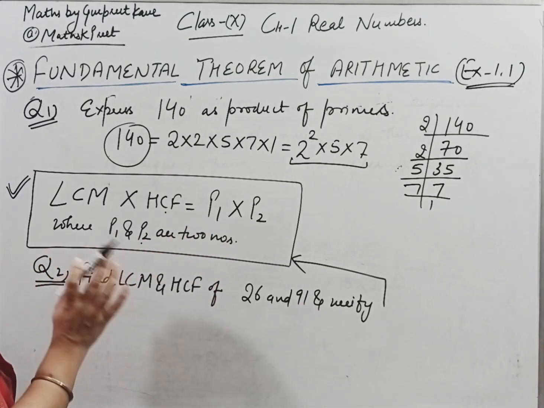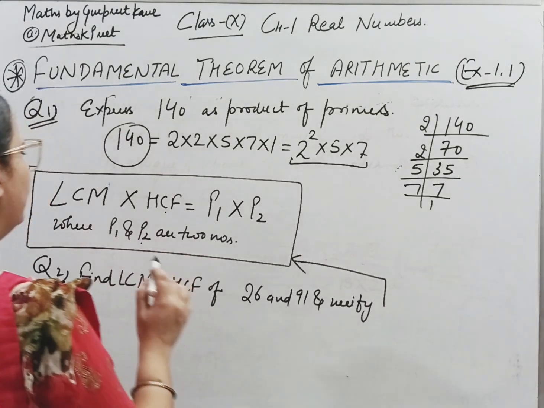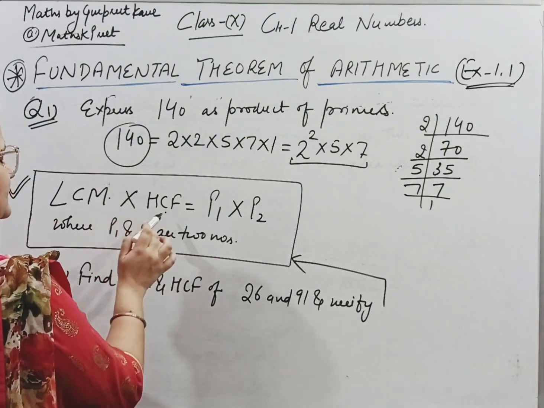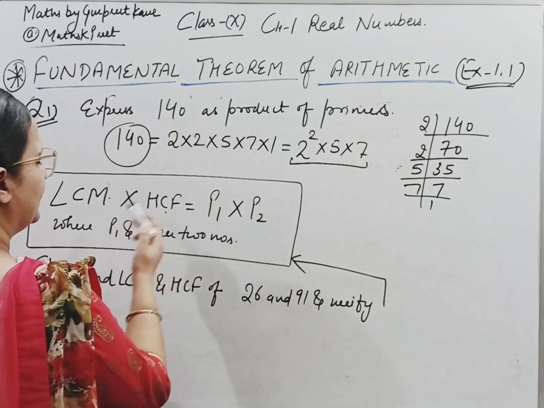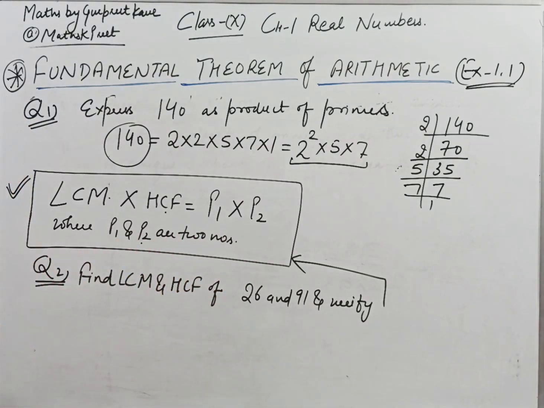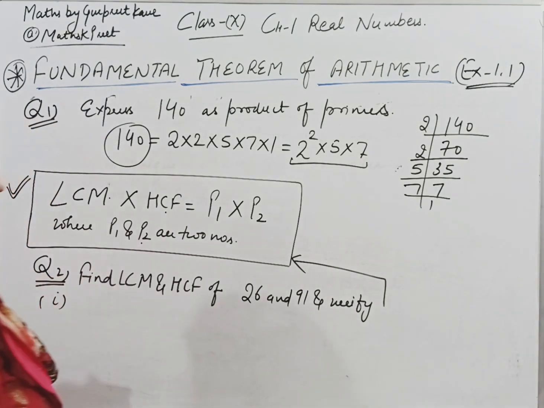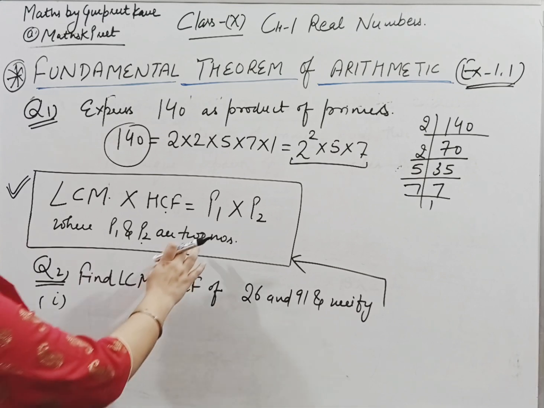So as I have told you in other videos as well, if we have any one thing from the LCM or HCF and two numbers, we can calculate the missing one. So question number 2 is saying, I'm just doing the first part of it. It's saying, find the LCM and HCF of 26 and 91 and verify this result.